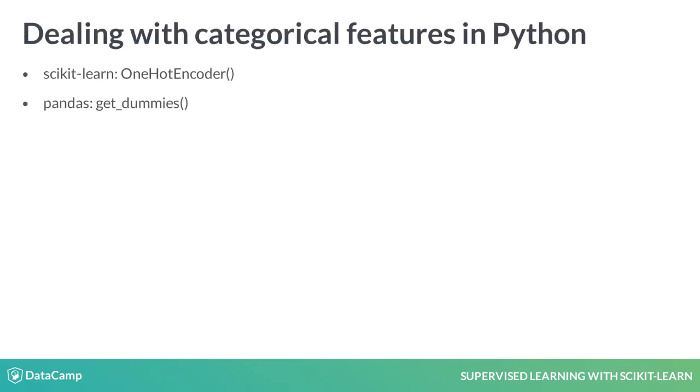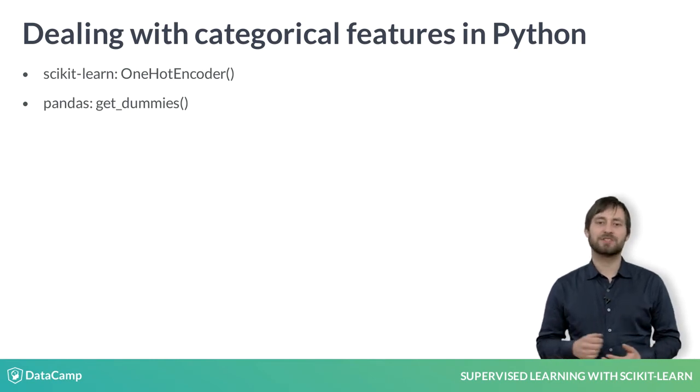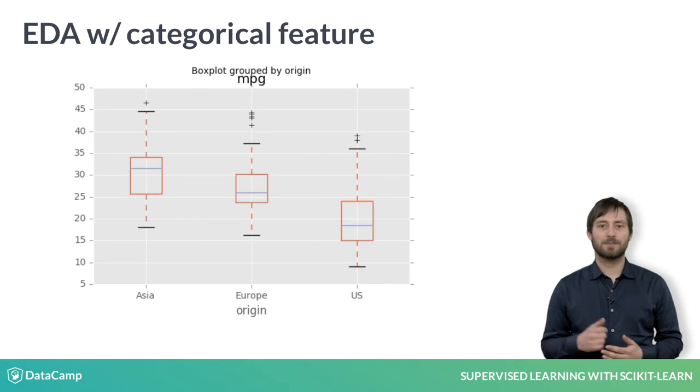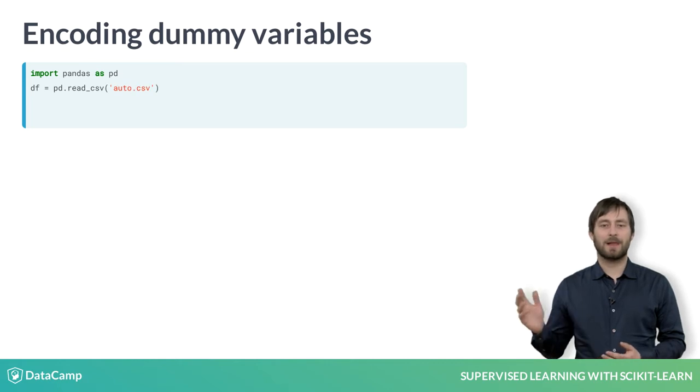There are several ways to create dummy variables in Python. In scikit-learn, we can use one-hot encoder, or we can use pandas getDummies function. Here, we'll use getDummies. The target variable here is miles per gallon, or mpg. Remember that there's one categorical feature, origin, with 3 possible values: US, Asia, and Europe. Here's a box plot showing how mpg varies by origin. Let's encode this feature using dummy variables. We import pandas, read in the data frame, and then apply the getDummies function.